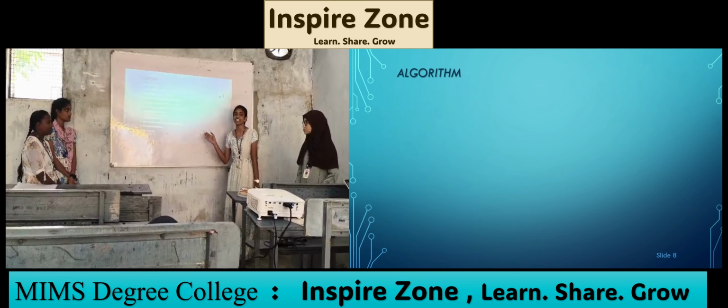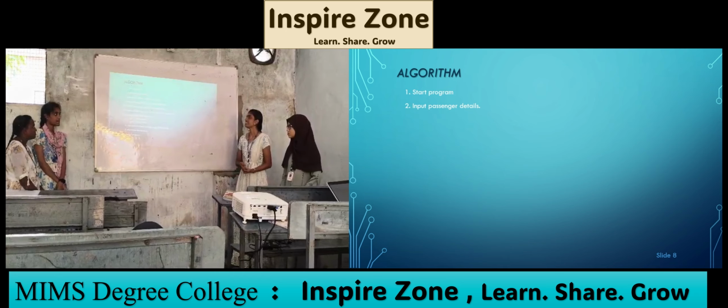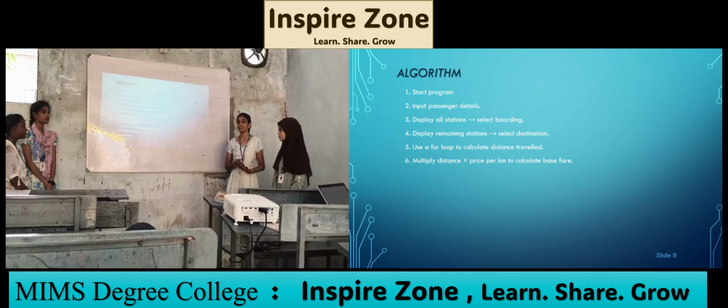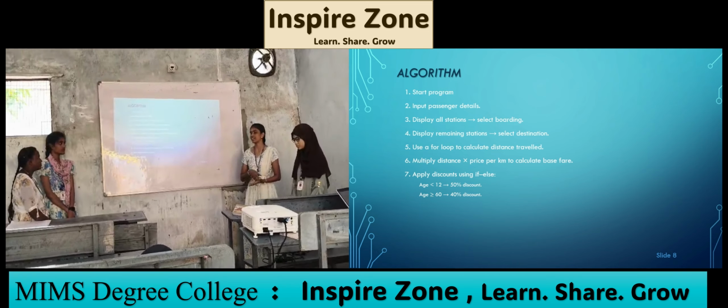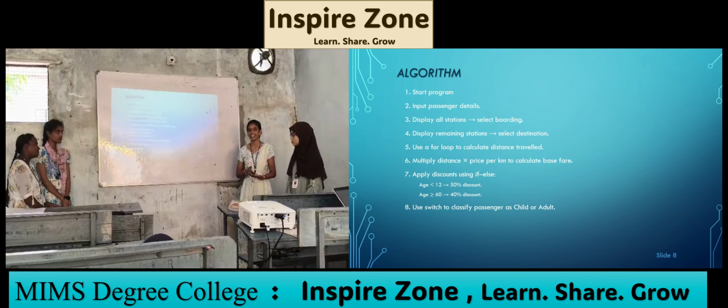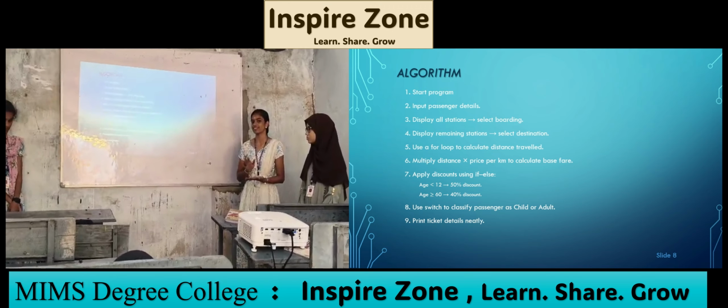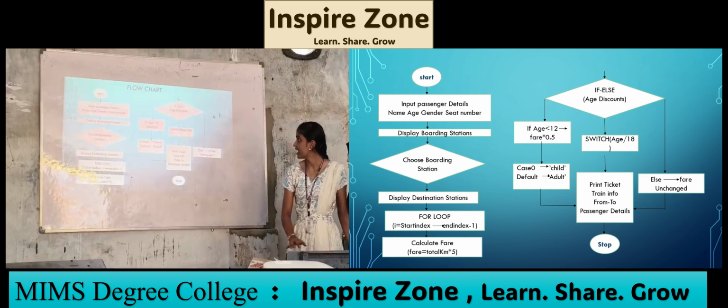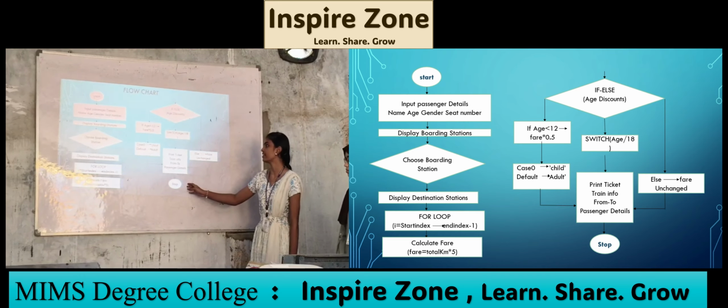Here this is the algorithm for our program. In this we use selection statements and looping statements to display all those passenger details and train details, passenger type, etc. And this is our flow chart.